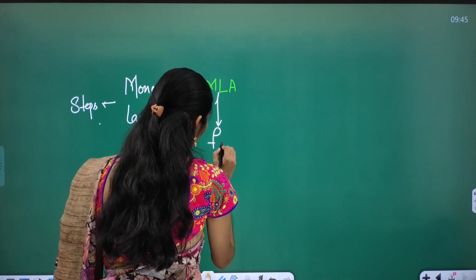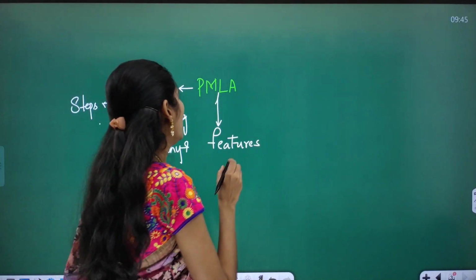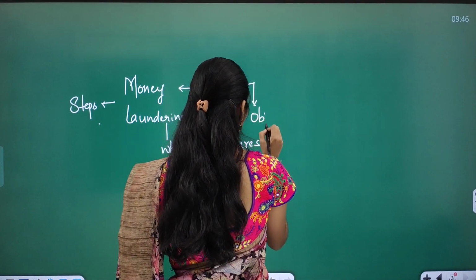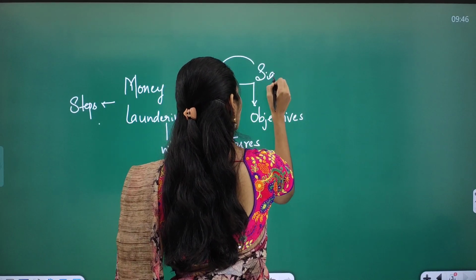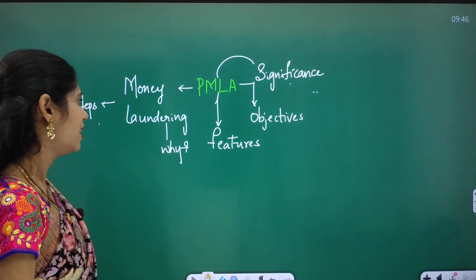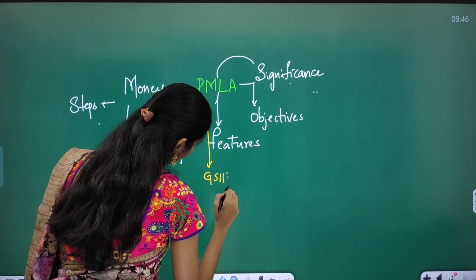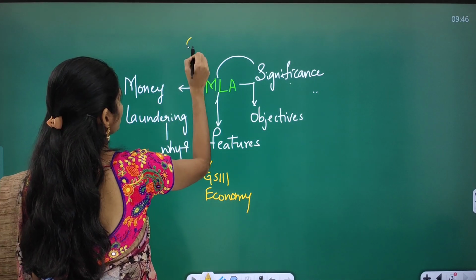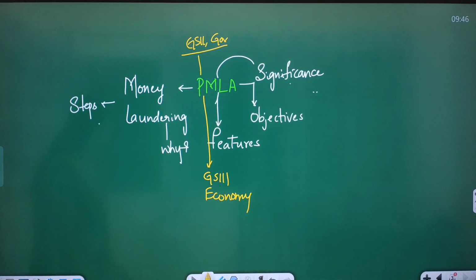So here you have to see what are the important features of this money laundering, and you have to see what are the objectives, and you have to see what is the significance of this act. Clear? And this topic is important from your GS paper 3 under economy, from GS paper 2 under governance point of view. Clear? Now let us see the notes.